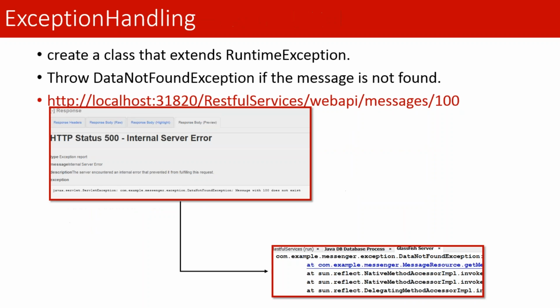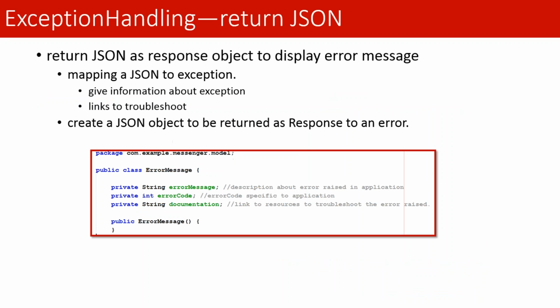Now, this is one way of returning, and the other way of returning is that you want to return the messages in the JSON format. This is the format in which you want to return the messages: error message, error code, and then the documentation. Error message is whatever is the message, the error code, and for the documentation we are providing the link to the resource where the user can fix it.